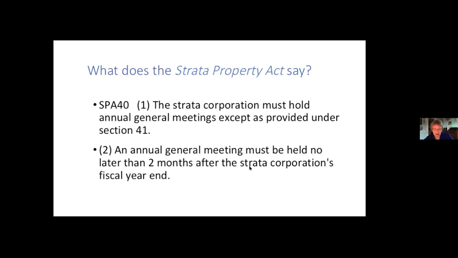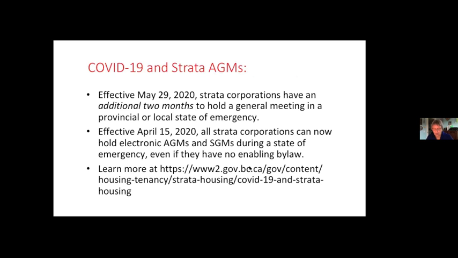So what does the Strata Property Act say? So this tells us not a whole lot. This tells us what we need to know about annual general meetings. So it says we have to hold annual general meetings except as provided under section 41, which we'll talk about in a little bit. We have to hold our annual general meeting no later than 2 months after our fiscal year end. However, there is some small updates because of the COVID-19 situation.